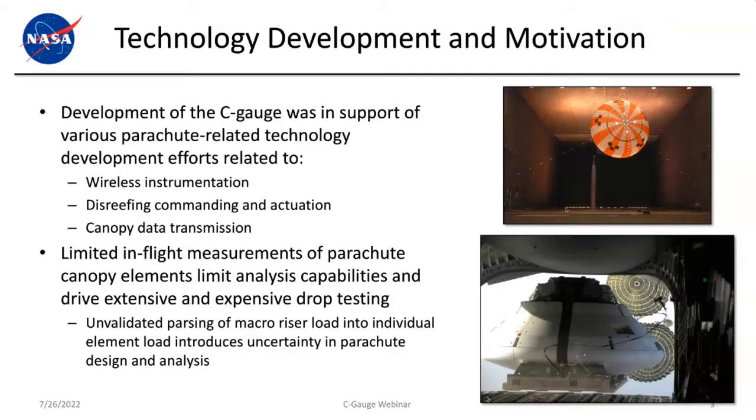We've got tons of parachutes required for that test. They're very expensive, and one of the key pieces of data that we gather from those tests is the load seen at the parachute riser, which is essentially just the sum total of all the parachute elements. It's a single value. But what we really want to be able to do is know what is the load in each individual element throughout the entire canopy, so that we can optimize the design, reduce mass, reduce volume, all those things that us engineers like to do.